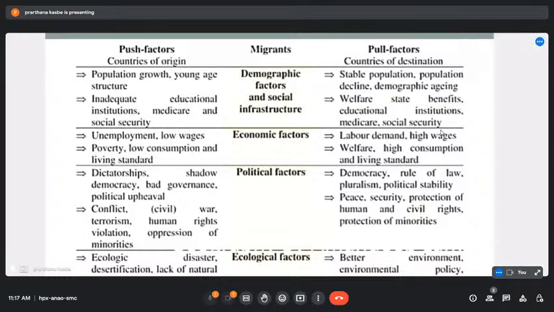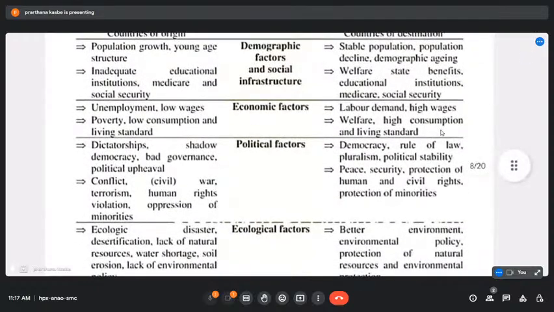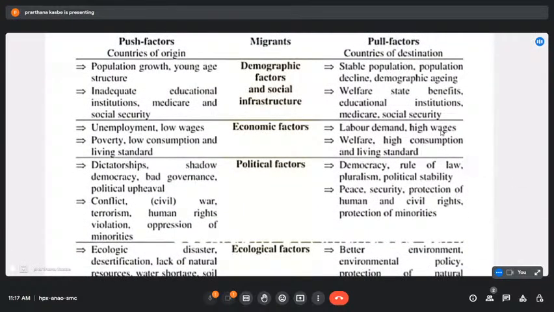These are the main difference. So the economic factor, which are the economic factors? Unemployment. In the push factor, that is unemployment, lower wages, poverty, low consumption and living standard, maybe the low living standard.